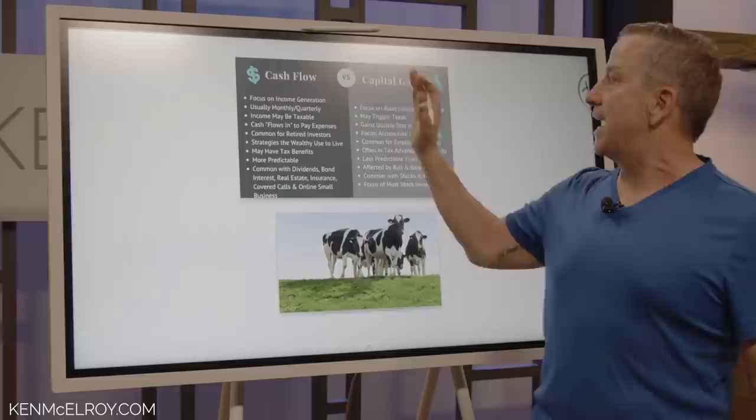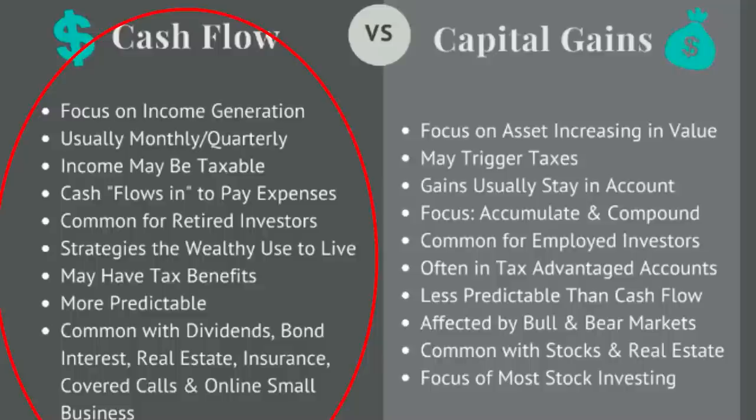On cash flow, we focus on income generation. It's usually monthly or quarterly. Income may be taxable, not always, as we've talked about. And cash flows in to pay the expenses. In other words, the cash comes in monthly or quarterly, and it pays the operational expenses. That's what we have on our real estate.